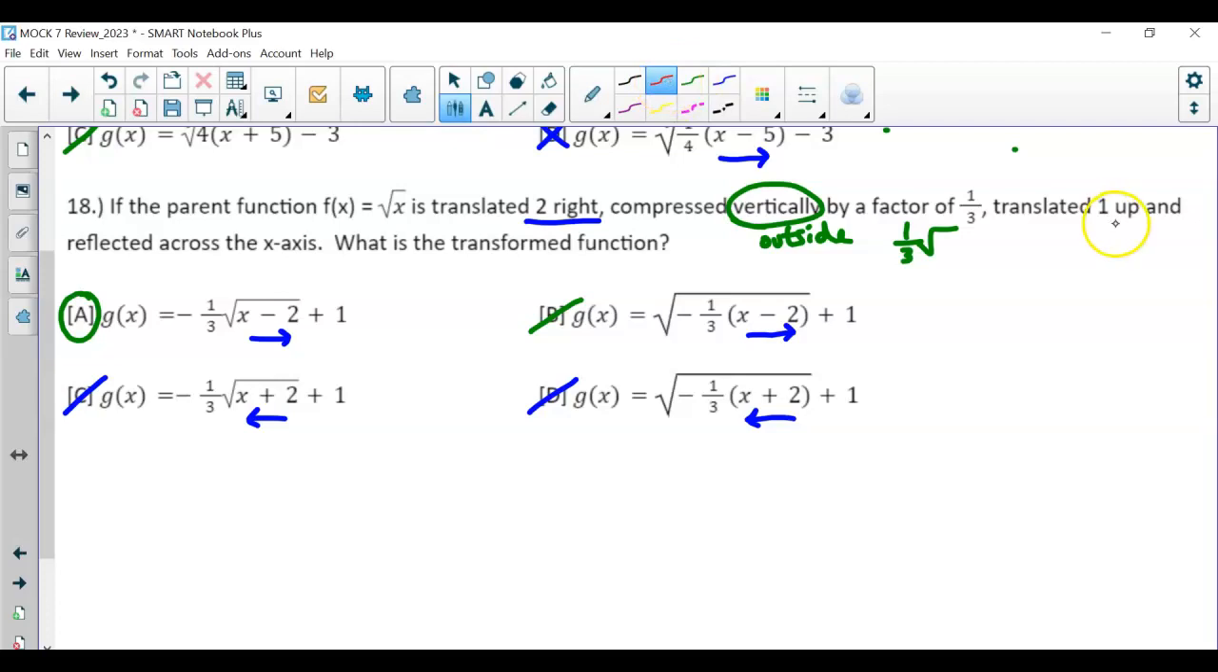We are translating 1 unit up, which means I need +1 on the outside. So far, so good. And a reflection over the x-axis, which means we need that negative on the outside of the radical, which also matches. So the answer was A.